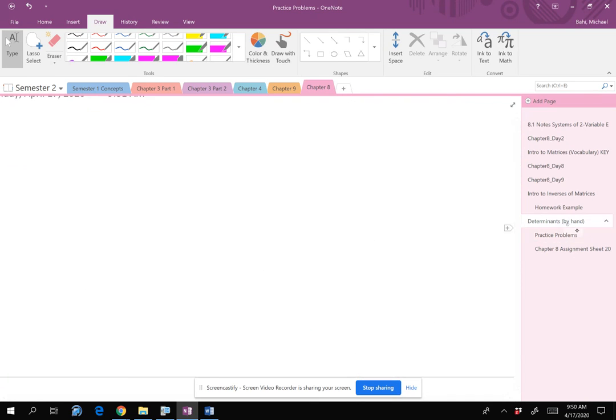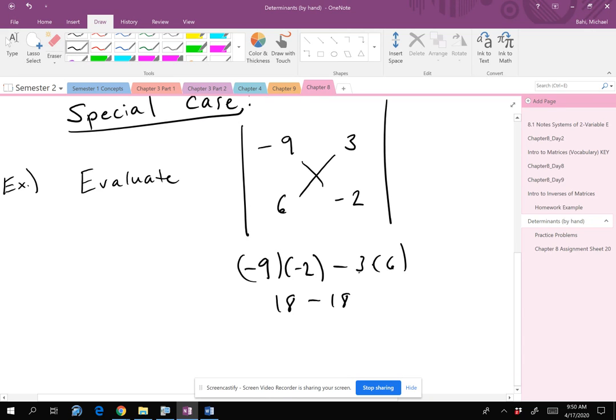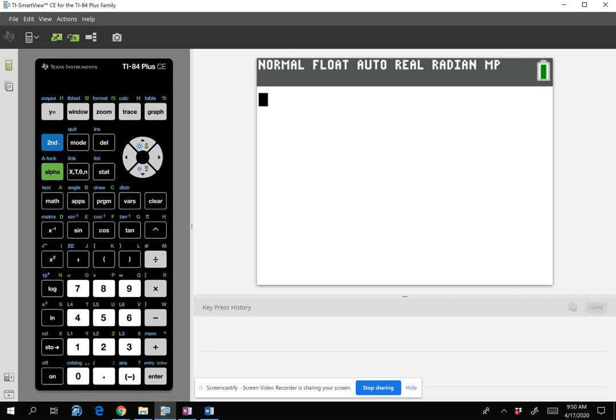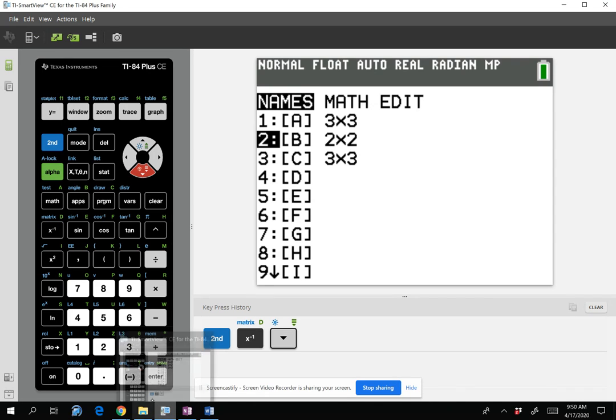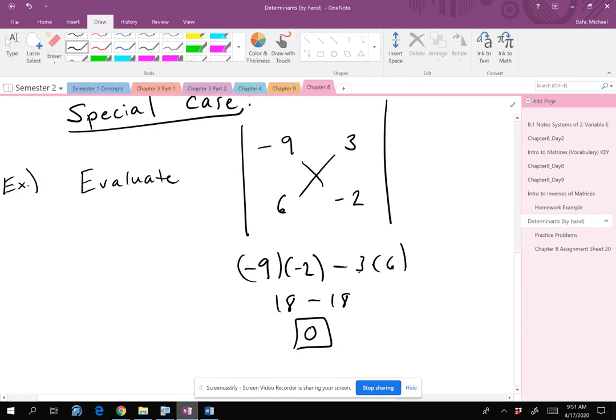Now let's talk about the special case. It's a special case because we're going to have -9 times -2 minus 3 times 6. So we're going to have +18 minus +18, which ends up being 0. Even though the determinant is 0, let me show you how to do this on the calculator. I already have it put in as matrix B.